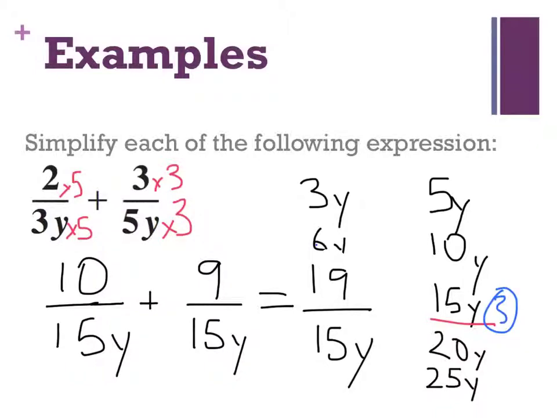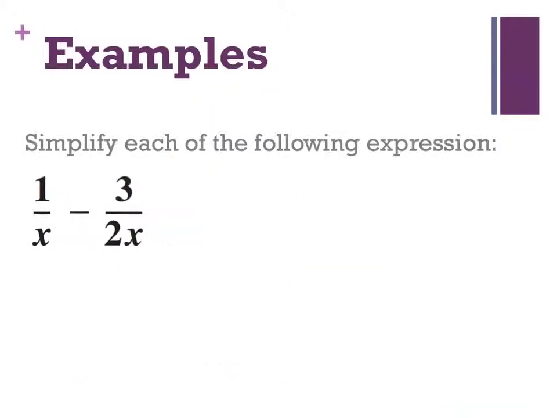Remember, I always ask myself when I get to the end, can I simplify this? And the answer is no. So 19 on 15y is my answer for that one. That one's a little bit different because my pronumeral is on the bottom, not on the top. Okay, let's have a look at another example.